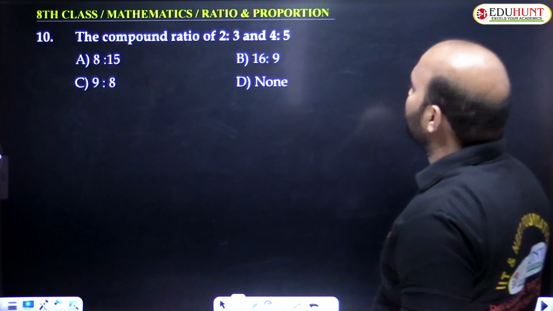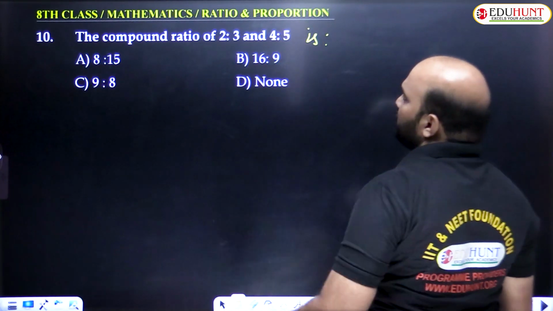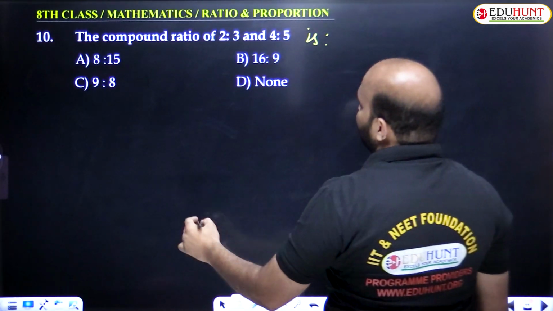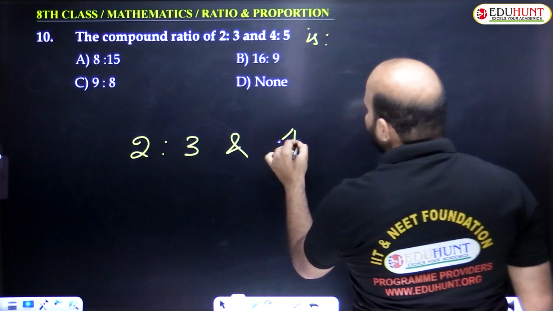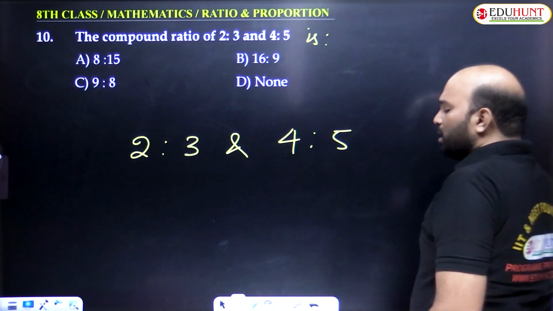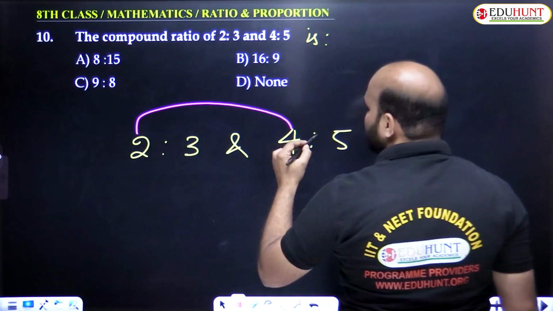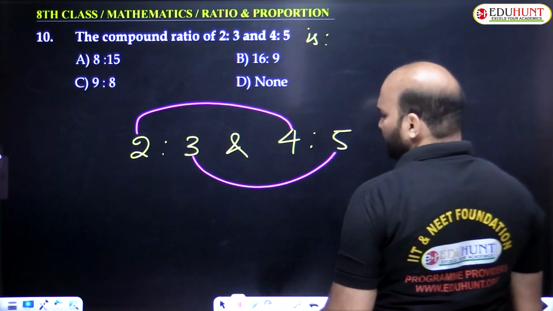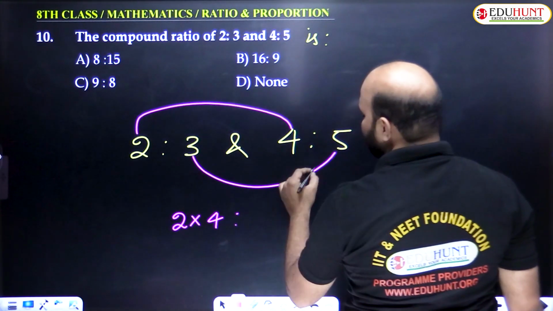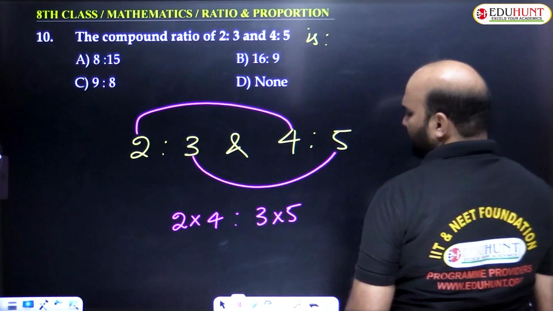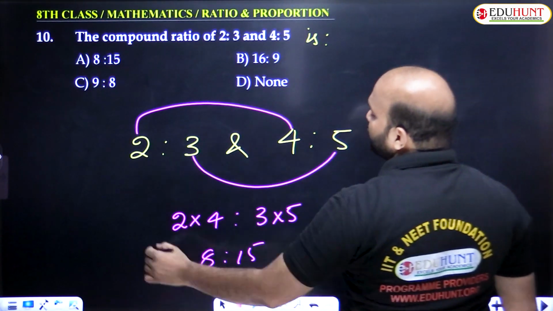The compound ratio of 2:3 and 4:5 is? Two ratios are already given, 2:3 and 4:5. Compound ratio means the product of antecedents is to the product of consequents. So the product of antecedents, 2 into 4, is to the product of consequents, 3 into 5. This is the compound ratio. So 8:15 is the required answer. Option A is the right answer.